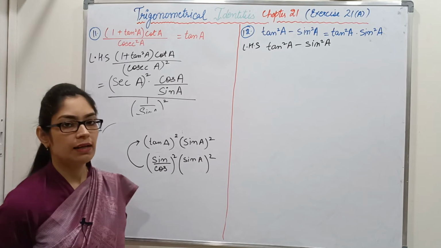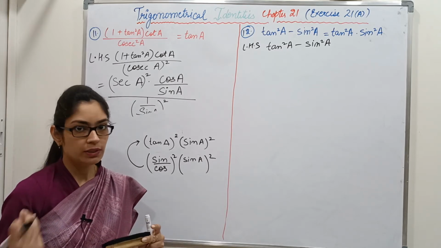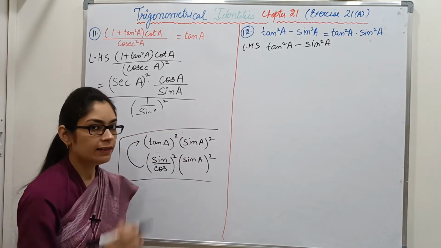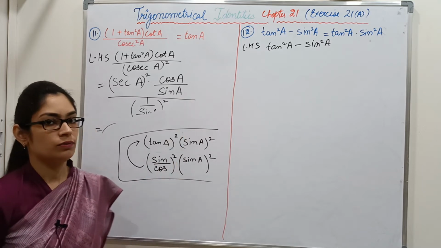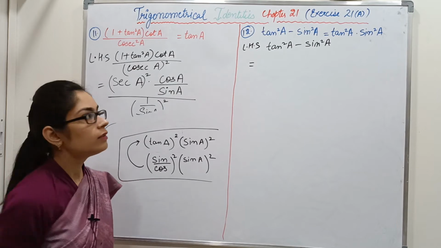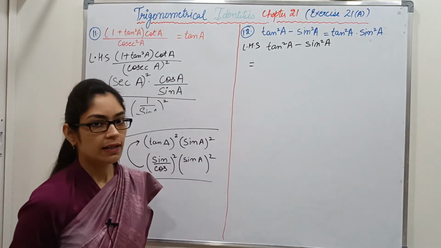Tan square minus sine square. So at the first step, we know we have to change it, but to which? We came to know by just analyzing our right hand side that we have to change everything to sine and cos form. This is already in the form of sine. This is tan. So tan we will change into sine and cos form.